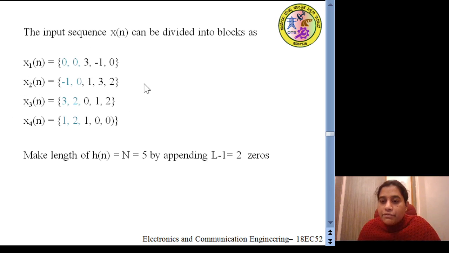Then the next step is we have to consider our h of n, and we have to make the length of h of n equal to the length of these blocks. So we have to append L minus 1 number of zeros to this h of n to make the length of h of n equal to 5. So they have given it as 1, 1, 1, to which we are appending 2 zeros, 0, 0.